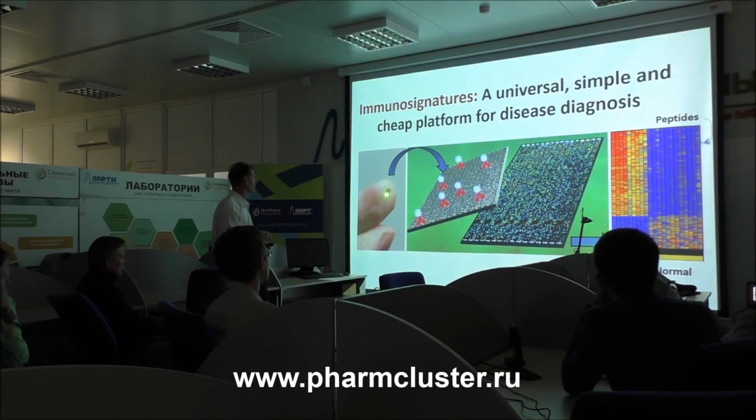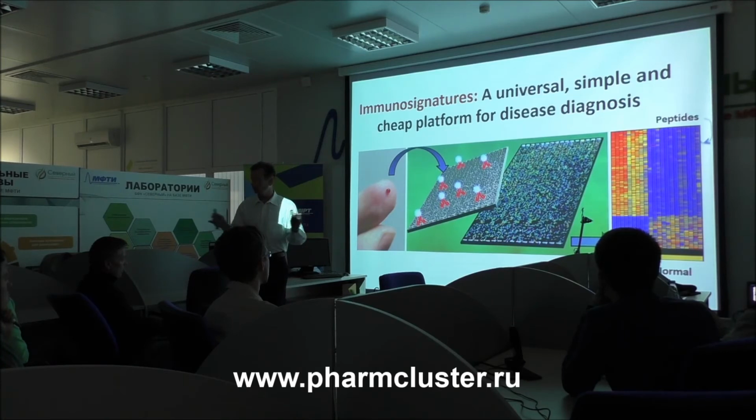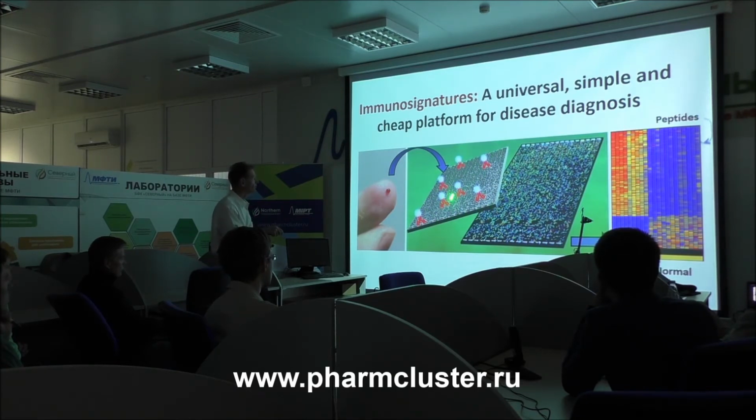And it works like this. You take a drop of blood, you dilute it 1,000-fold into buffer, just standard buffer. You put it on a chip. It's a peptide chip, and I'll tell you about it in a minute. Antibodies will bind to that peptide chip. You wash off the excess, you detect where the antibodies are, and you get a signature.